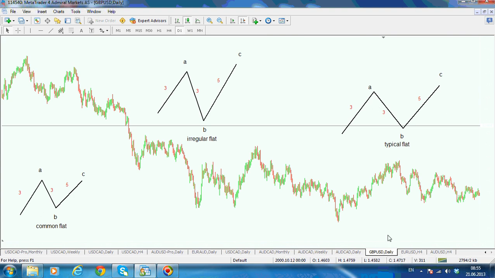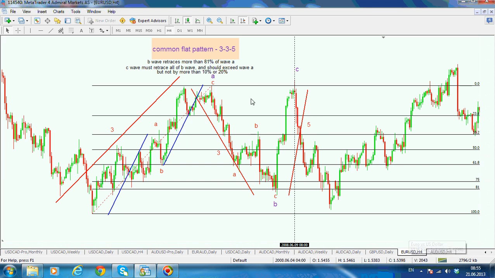We've taken a look at the common flat with an example of the common flat pattern here, and we mark this one as being the beginning of the flat. With an example of a common flat pattern here with a 3-3-5, the B wave retraces more than 81% of wave A, and the C wave must retrace all of wave B and should exceed wave A, but not by more than 10 or 20%.